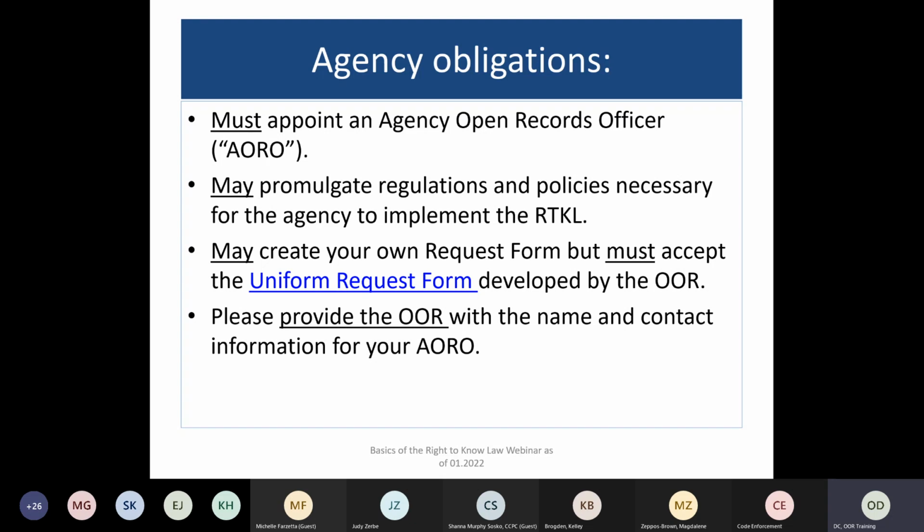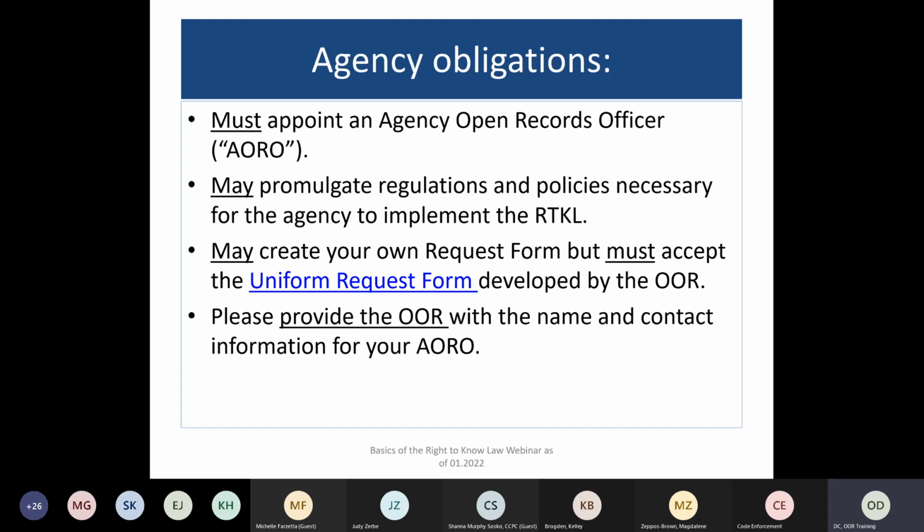This person doesn't need to be voted on by the board. They don't need to be sworn in any way. We simply regard it as a job duty. Agencies also have the discretion to promulgate their own local regulations, policies, and practices to help administer your own open records program, as long as it doesn't conflict with the right to know law, or as long as it doesn't conflict with any rules promulgated by the Office of Open Records.